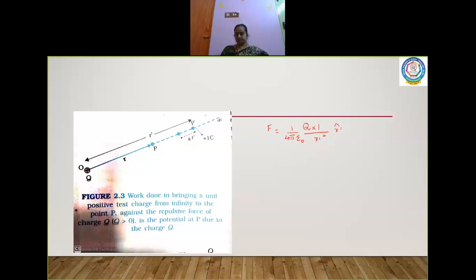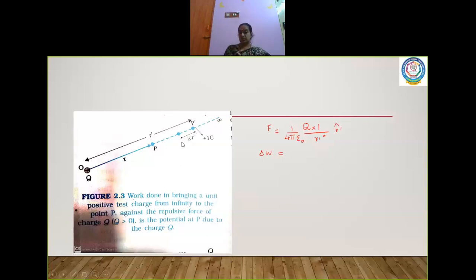Clear, children? So here R dash is the unit vector. Now what is the unit direction of the unit vector? It is along OP dash, right? Now I am going to do the work against this force. Yes or no? So I am going to do a small work, which I write as del W, children: the small work in moving this charge P dash through a small distance del R. Is it clear? So this distance, what is the work done?